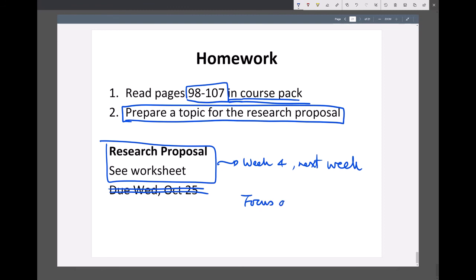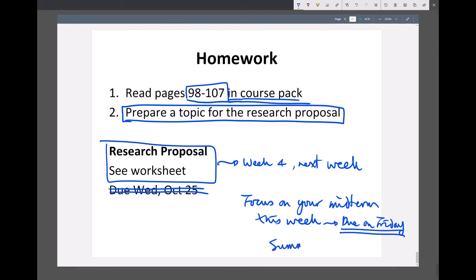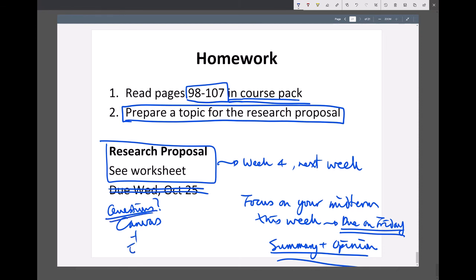Keep practicing the vocabulary words, which you're using pretty well. The midterm is coming up on Friday. You'll be writing a summary and an opinion essay on a new article. If you have any questions, you can post them on Canvas, or you can email me directly.